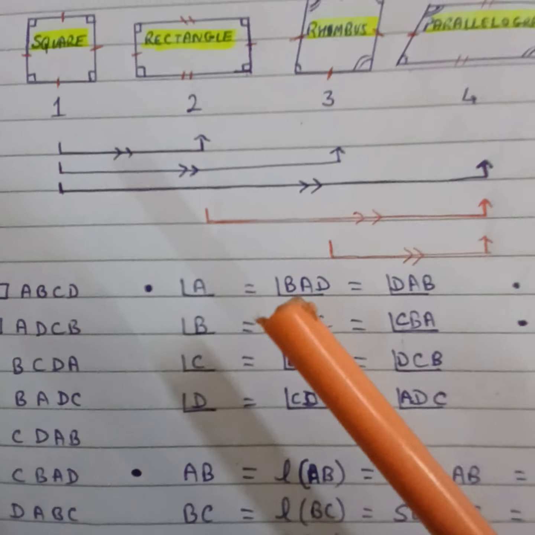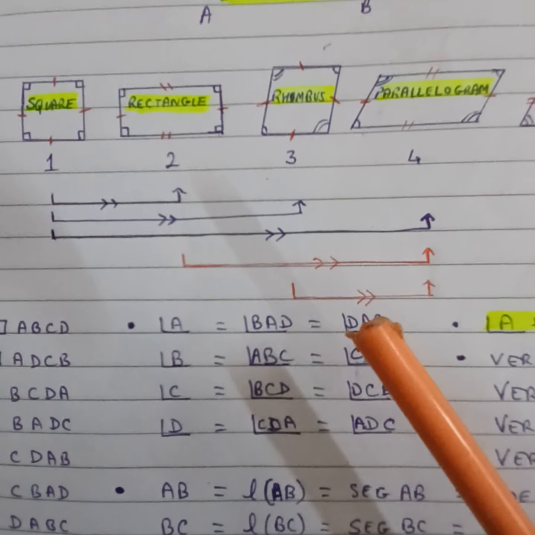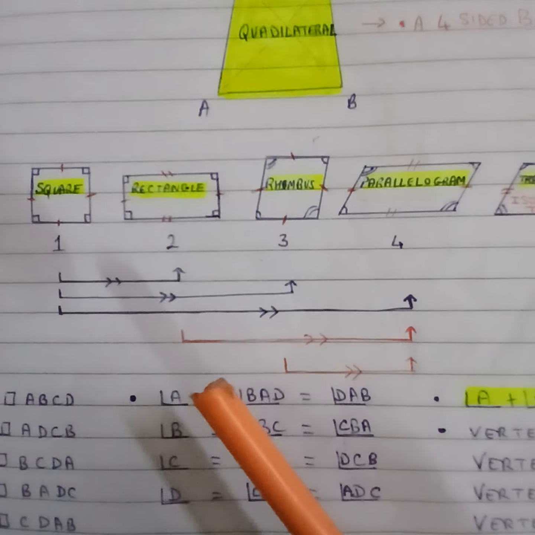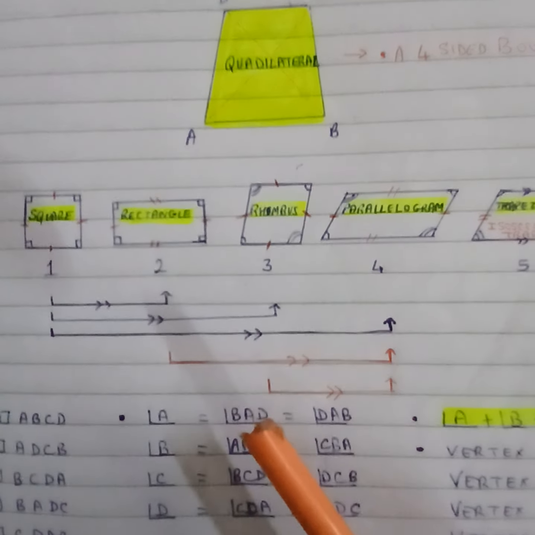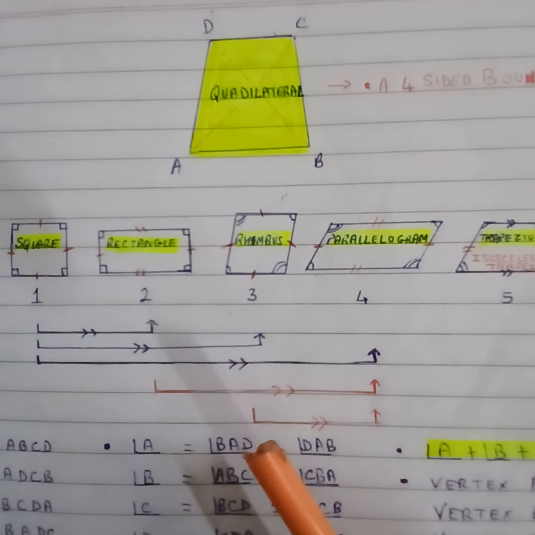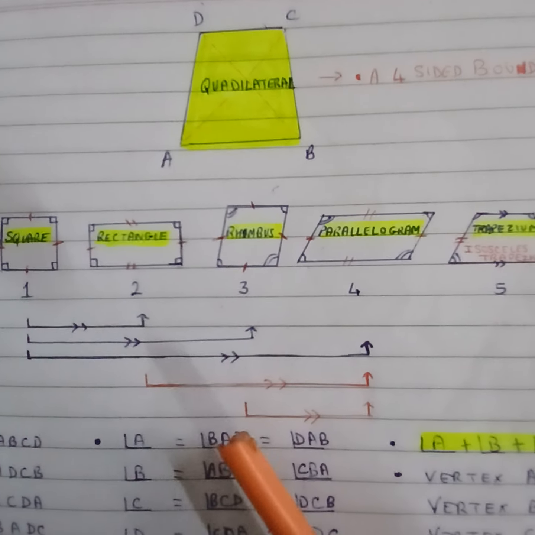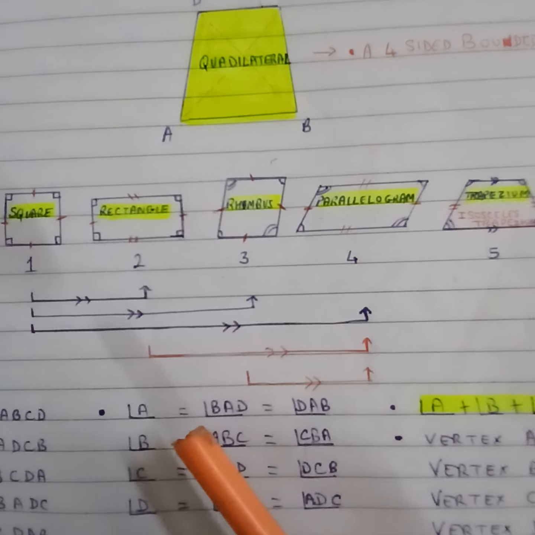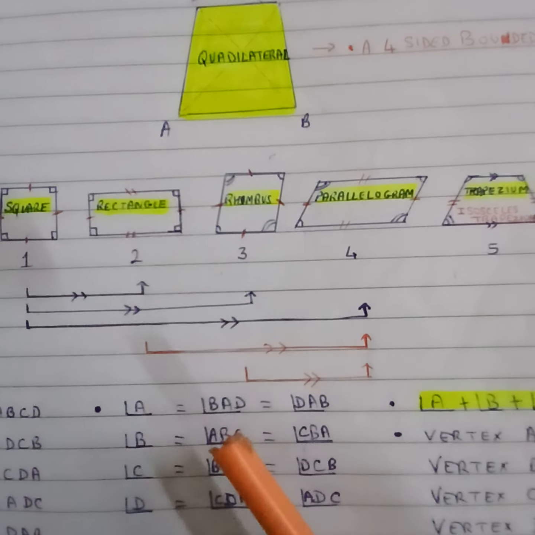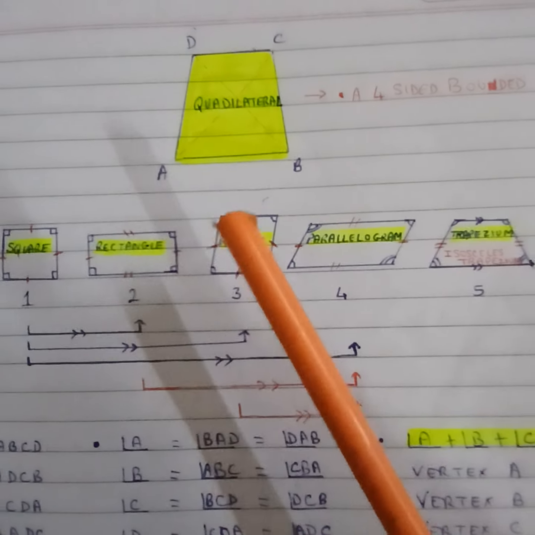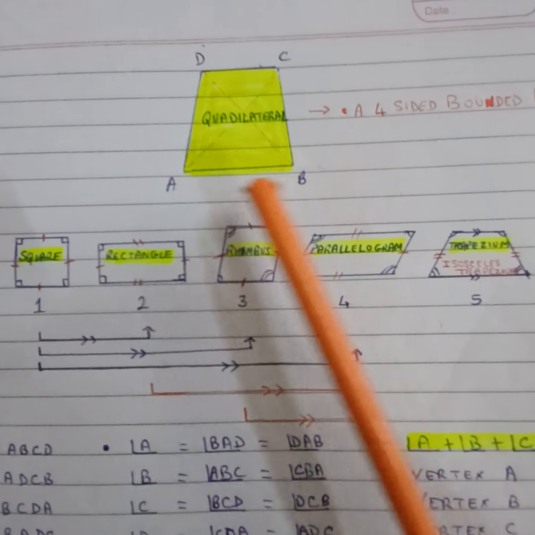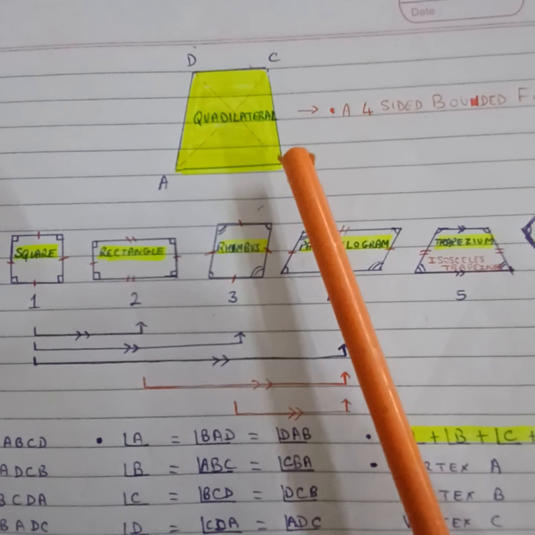Angle A is equal to angle BAD, which is equal to angle DAB. You can name it with a single alphabet or with 3 alphabets, provided that A has to be in between the other 2 alphabets. Same thing with angle B. Angle B is equal to angle ABC. You can look into the diagram. Or angle CBA. All the 3 names are same.